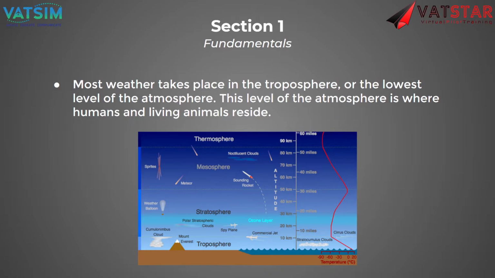Let's talk about this basic fundamental of weather. Most weather takes place in the lowest level of our atmosphere, known as the troposphere, and that's where all living beings live. There's four levels to the atmosphere: the troposphere, the stratosphere, the mesosphere, and the thermosphere. The troposphere is the lowest, the thermosphere the highest. Most of your active weather is going to be in the troposphere. Obviously, some things like storms will come up into the stratosphere on a very, very severe storm, but that's something basic just to know.